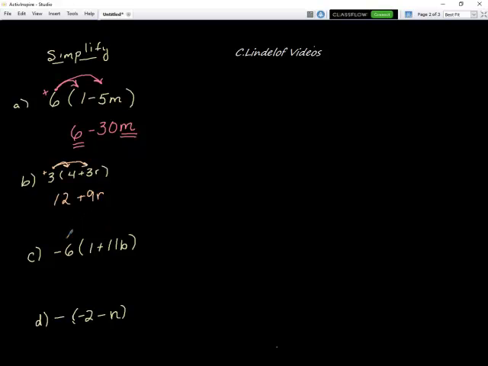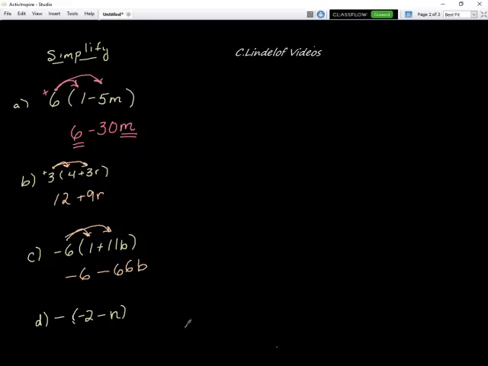Go back here, we have negative 6 times 1, and then negative 6 times 11b. Negative 6 times 1 is negative 6. Negative times a negative, still a negative. Negative 66, and believe it or not, that's a b. I apologize for my terrible handwriting. That's a b, right? So this is the simplified version of that.